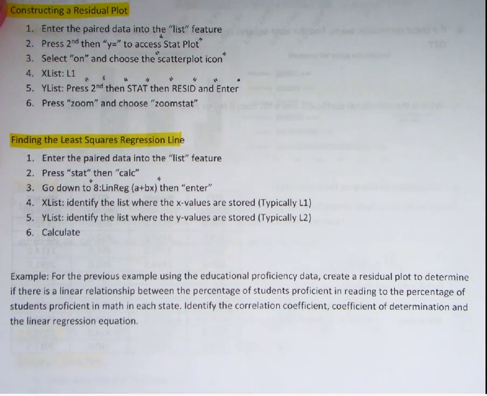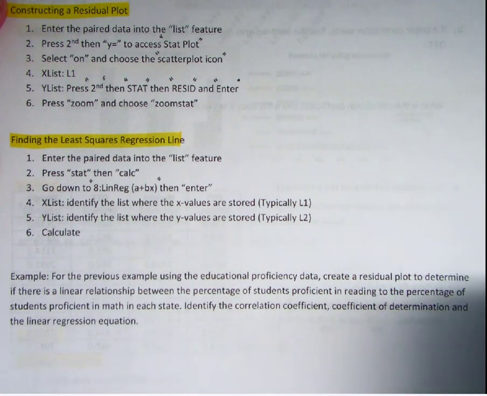In this example, we want to be able to identify the correlation coefficient, coefficient of determination, and linear regression equation. First, we need to create a residual plot to determine if there is a linear relationship for the data. Before we begin, we want to turn our diagnostics on for our calculator. So let's check.